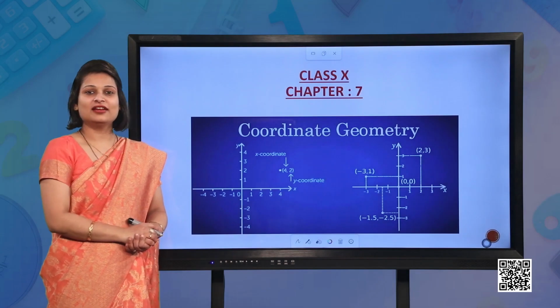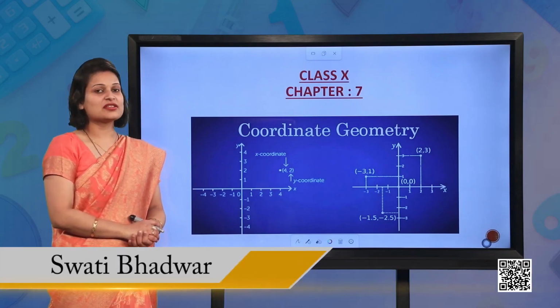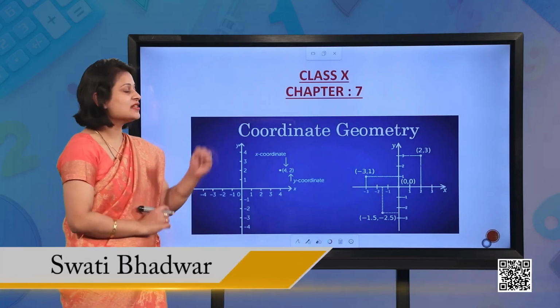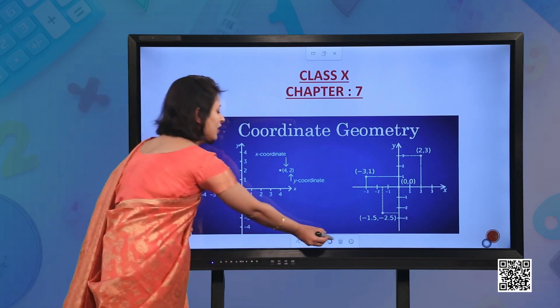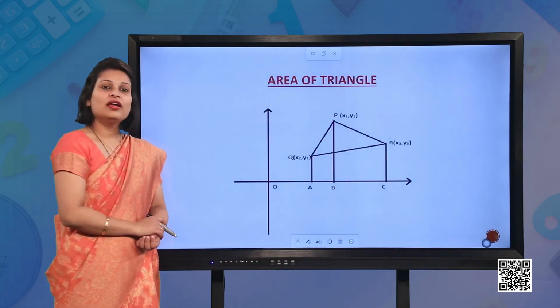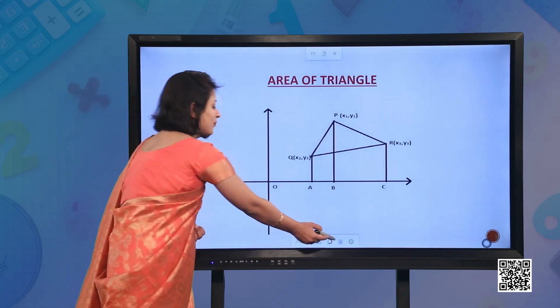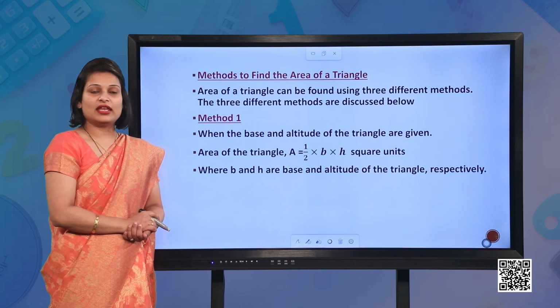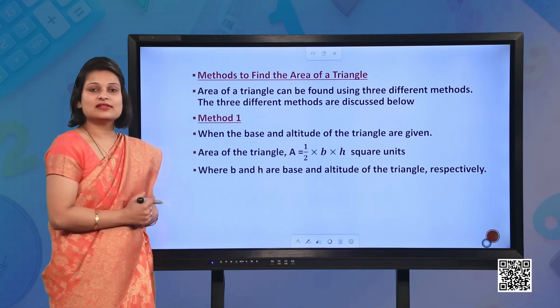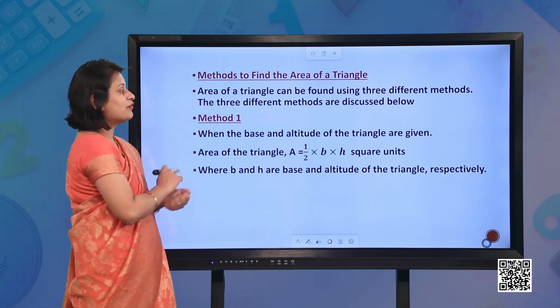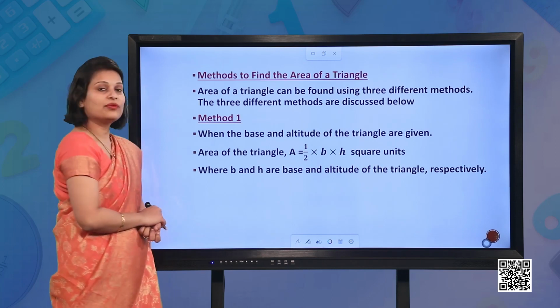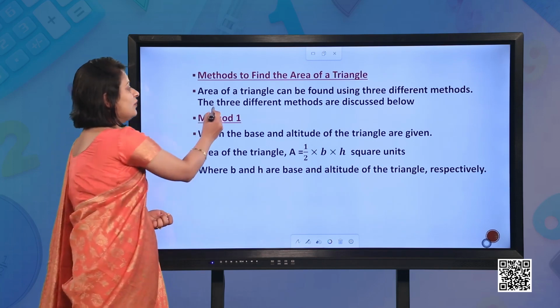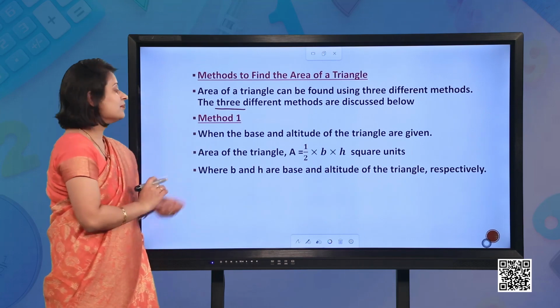Hello students, today we are going to discuss the last topic of chapter 7, coordinate geometry: area of a triangle. Now there are basically three methods from which we can calculate the area of a triangle. Let us discuss them. The area of a triangle can be found using three different methods.